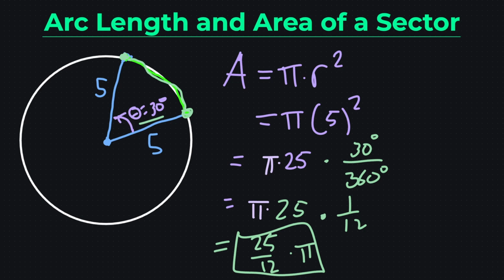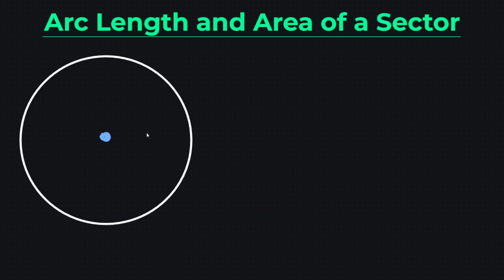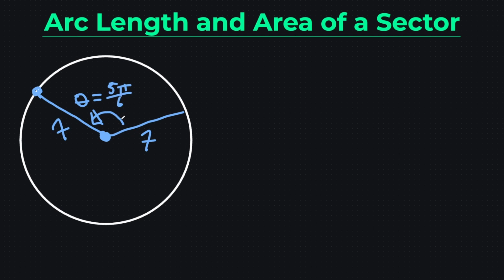Let's try another. So in this situation, we're going to have a circle. It's going to have a radius of, let's say, 7. It's going to connect over here as well, also a radius of 7. And the other piece of information we need is what this internal angle is, this angle theta. So in our situation, we're going to let theta equal 5 pi over 6. This time we're given the angle in radians. We'll see how that works out.